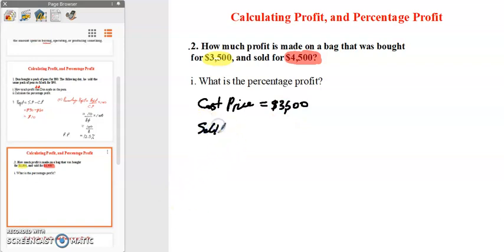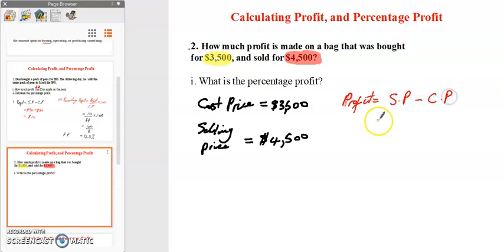And the selling price was $4,500. So they want to know how much profit was actually made on that. Alright, so profit would be equal to selling price, SP, minus cost price, CP. What's our selling price? Our selling price is $4,500 and our cost price is $3,500. So what's the profit? This looks to me like a profit of $1,000 was made here on the bag.